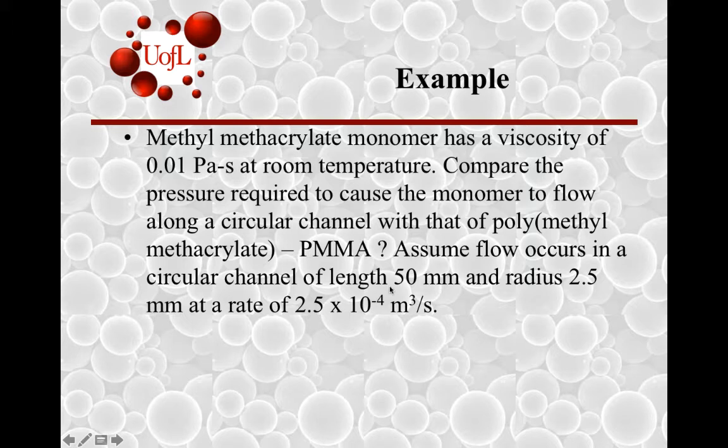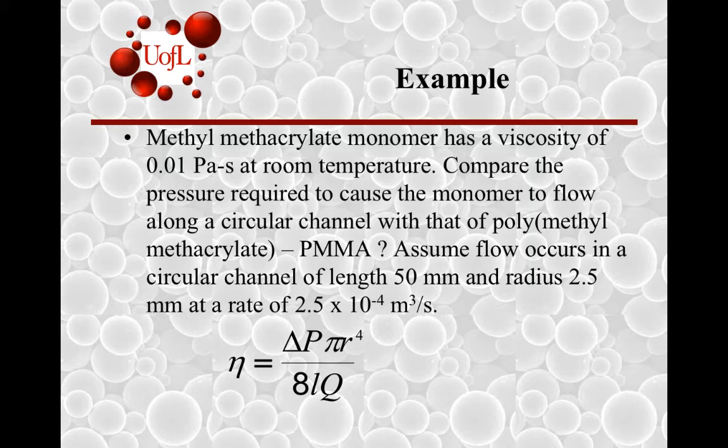You're given a circular channel of length L. So it's a cylinder, 50 mm is L, R is 2.5 millimeters, and Q is given as 2.5 times 10 to the power minus 4 meter cubed per second. You first have to look at the pressure drop for causing this monomer to flow through this channel and compare that with what happens when you instead push through a polymer made out of that monomer.